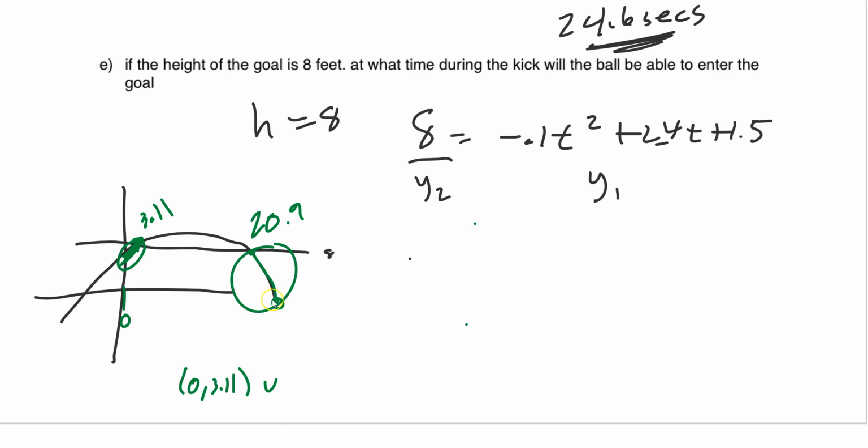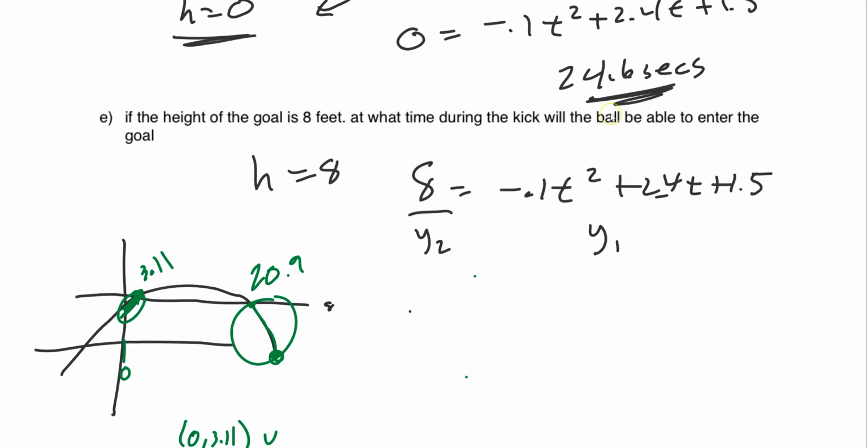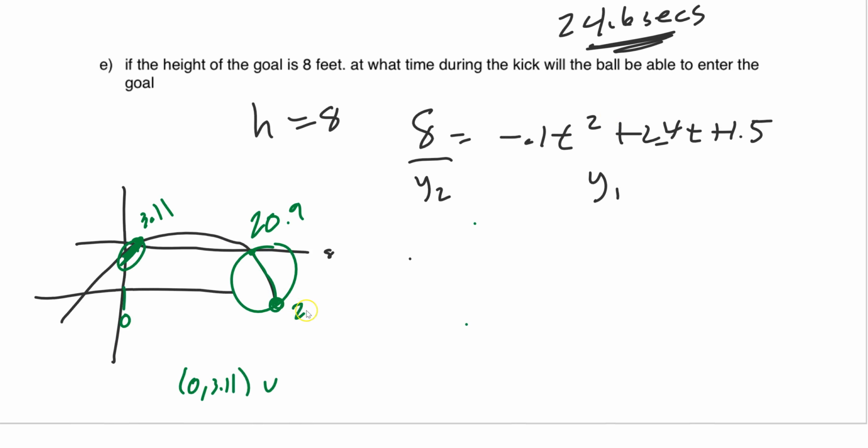Now remember, I know where it hits the ground already. We did it earlier. It hits the ground at 24.6. So I can only make the goal between those two times, 20.9 and 24.6. The only time my soccer ball can actually make the goal is before we get to 8 feet and after we come back from 8 feet. That's the lesson.